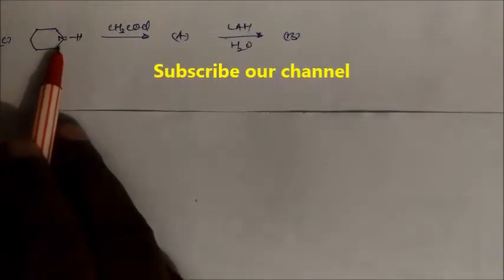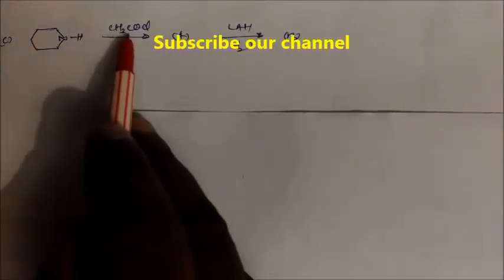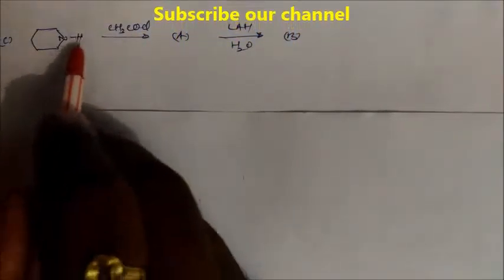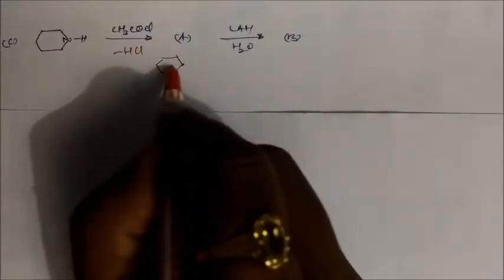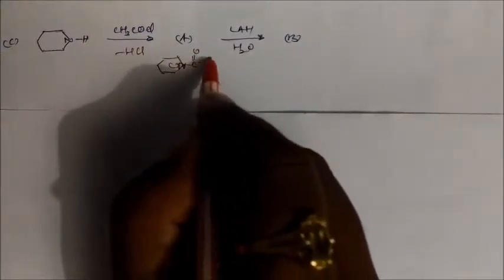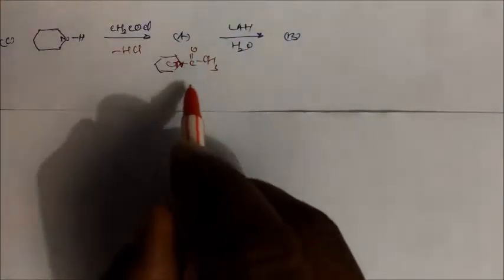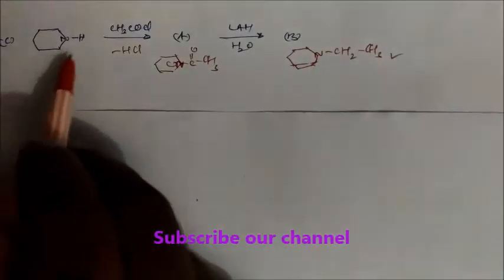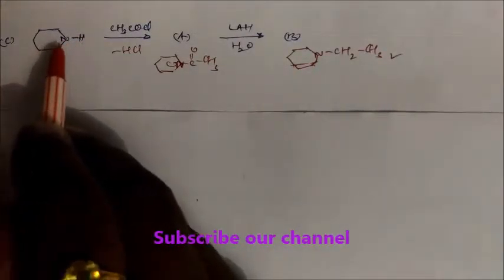You can see this is a secondary amine, and on the action of CH3COCl, acetyl chloride, the hydrogen and Cl will be released as HCl, and this will convert into the compound with nitrogen, CO and CH3. And if you use lithium aluminium hydride and water, this CO will be reduced into CH2. So we can write this compound like this: nitrogen, CH2 and CH3. So finally we'll get this product. All changes take place at the site of nitrogen.